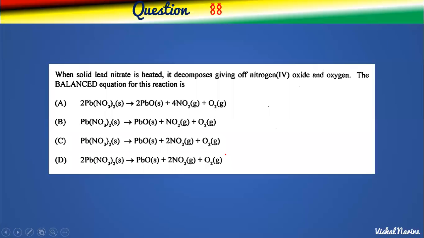So we go to question 88. Question 88 is simply asking you which is the balanced equation for the reaction given. So you'll have to just examine whichever of the options here is balanced, and you'll find that A is the balanced equation.